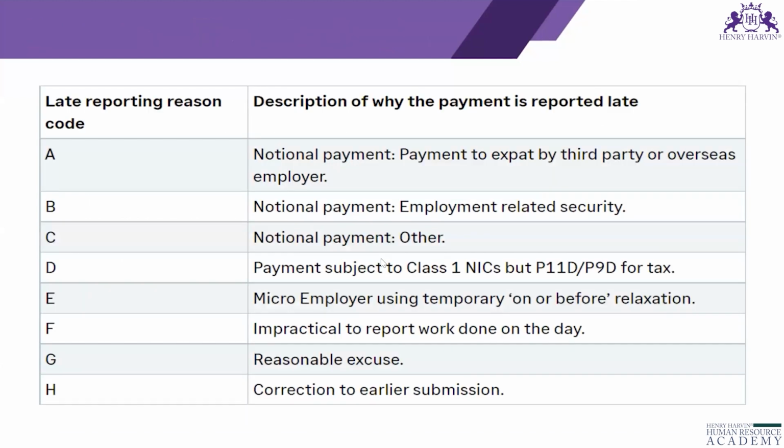Now, valid reasons could be, we'll see, these are the list of reasons. These are the codes which are assigned in the report. So you can select A, B, C, D based on your reasoning. Now what does it mean?